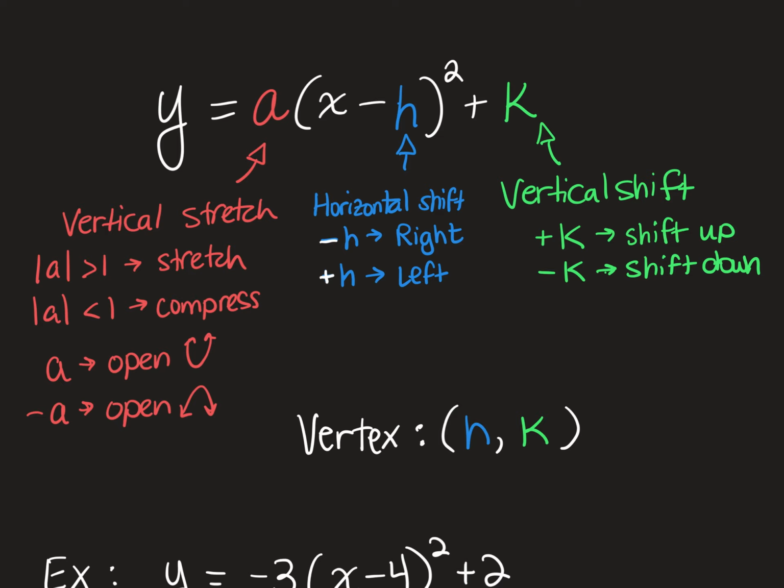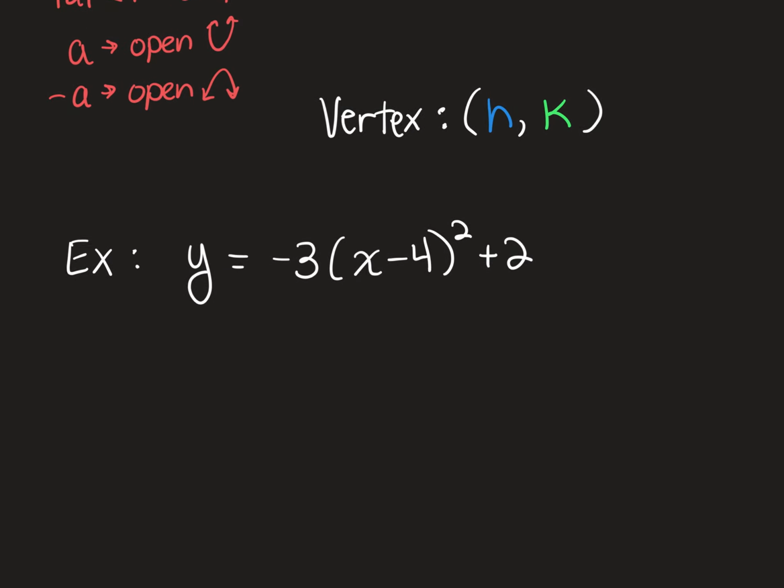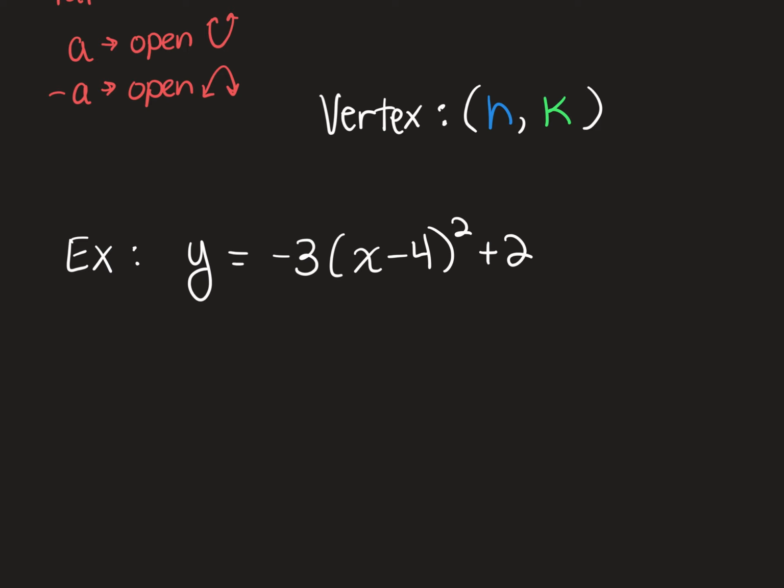Okay, so let's just do a really quick example here to make sure we understand how to figure out all of this information. So starting out, I see that my a value is -3. My k value is +2. And my h value is 4. Now, I'm going to write those things down here. So a is -3. Now, that means we have a vertical stretch, and it opens down.